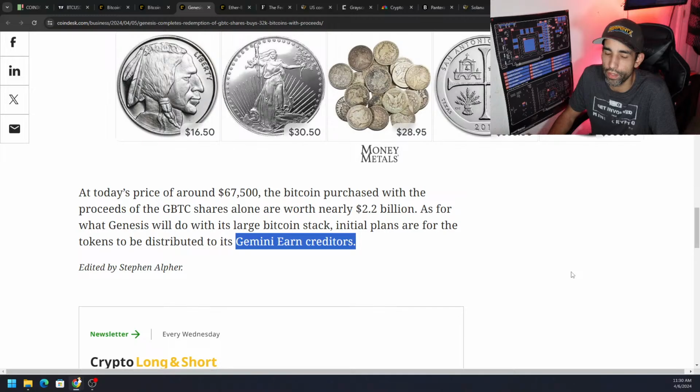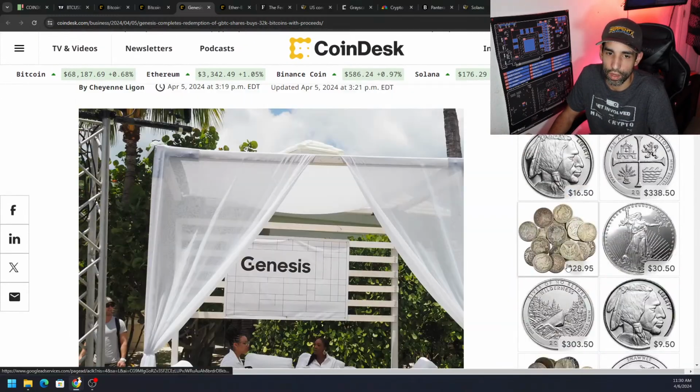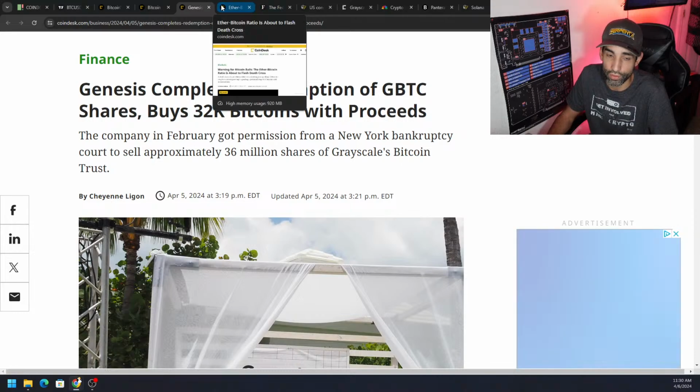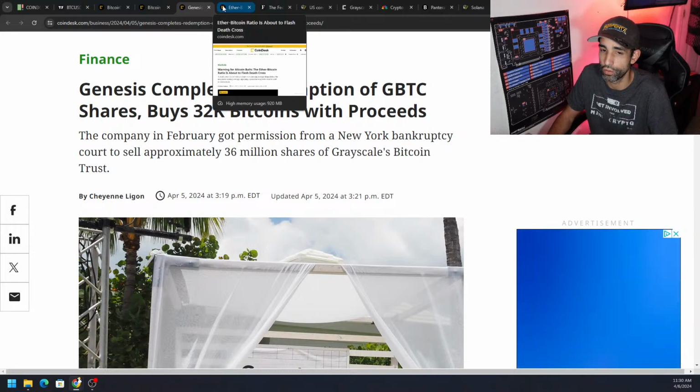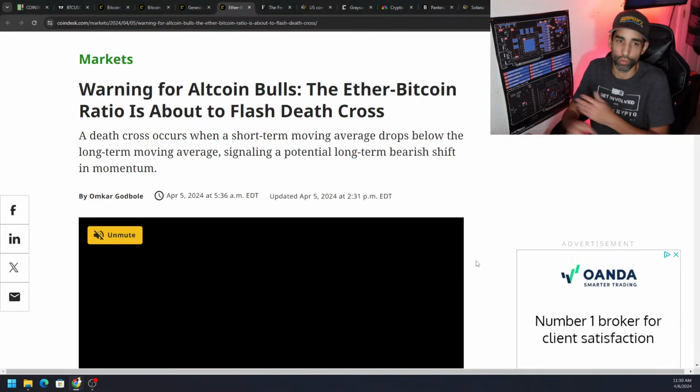So the people that they owe money to, remember the twins, or Gemini, has been fighting against Genesis, demanding that they get their money back. So hopefully this is a positive indicator for some of those creditors inside Gemini that lost out to get some of that money back. Hopefully, we'll see.